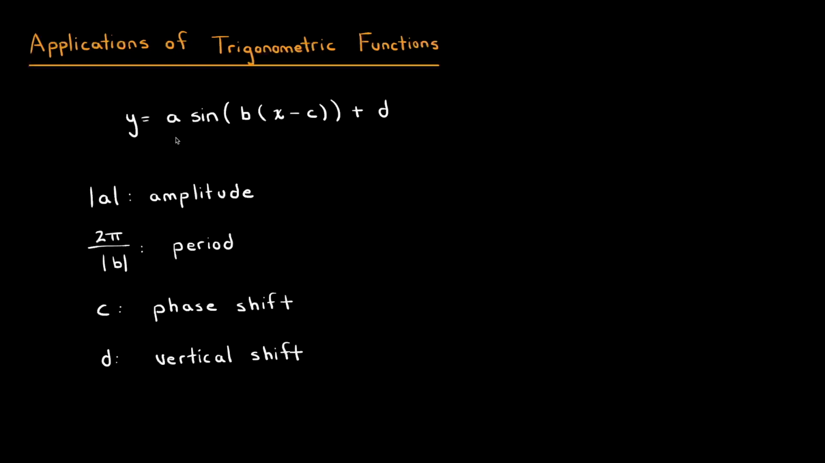So understanding these parameters a, b, c, and d is very important when we start looking at word problems, because we need to be able to understand and extract this information to model the problem. So let's begin by taking a look at some problems.